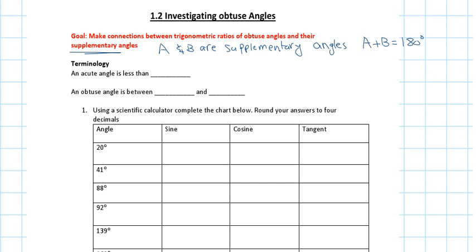What's an acute angle? What's the definition of an acute angle? Less than 90. So an acute angle is an angle that's less than 90 degrees, while an obtuse angle is between 90 and 180.